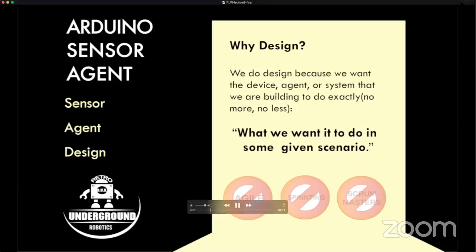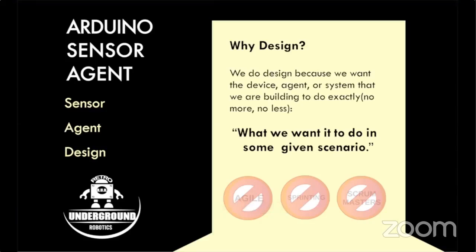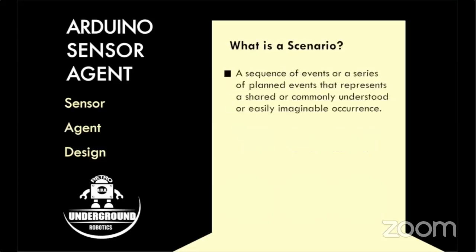And so we do design because we're trying to get a very predictable and expected behavior in some given scenario, with the emphasis on the word scenario here. We want the device, the agent, or the system that we're building to perform in a very specific, predictable, and expected way in some scenario, right? And so what do we mean by scenario?